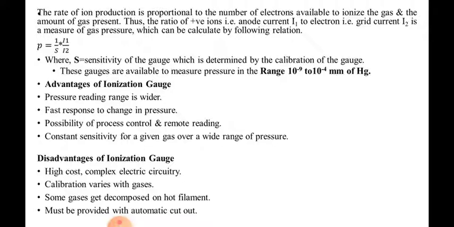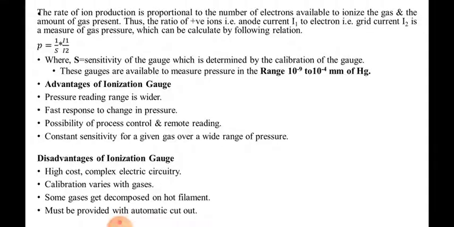Okay, some gauges get decomposed on the hot filament. As we are using different gases, whatever filament or grid we have used in the ionization gauge will get decomposed, because different gases have different values of moisture content. That's why there will be oxidation of the grid plate. It must be provided with automatic cutoff. Okay, so these are the limitations of the ionization gauge, which will be overcome by using the next pressure measuring gauges.